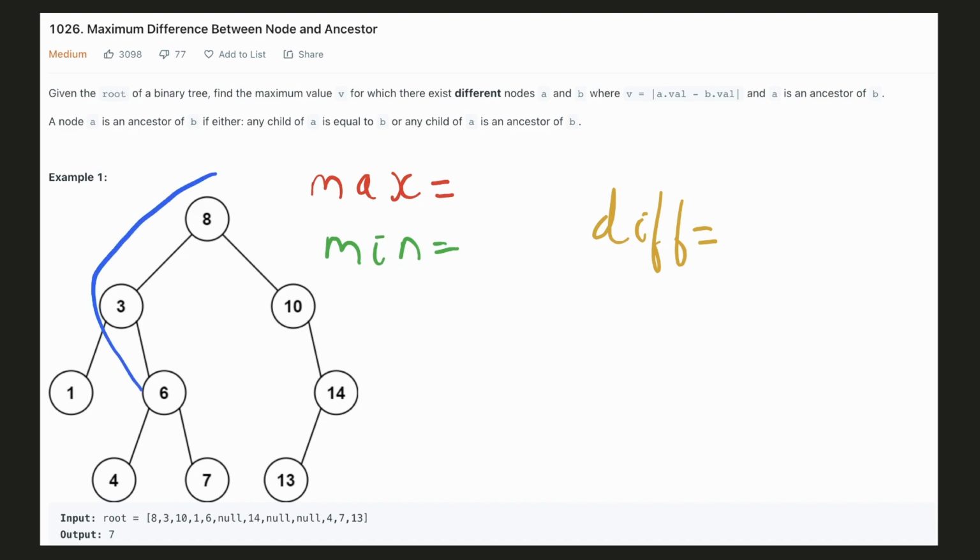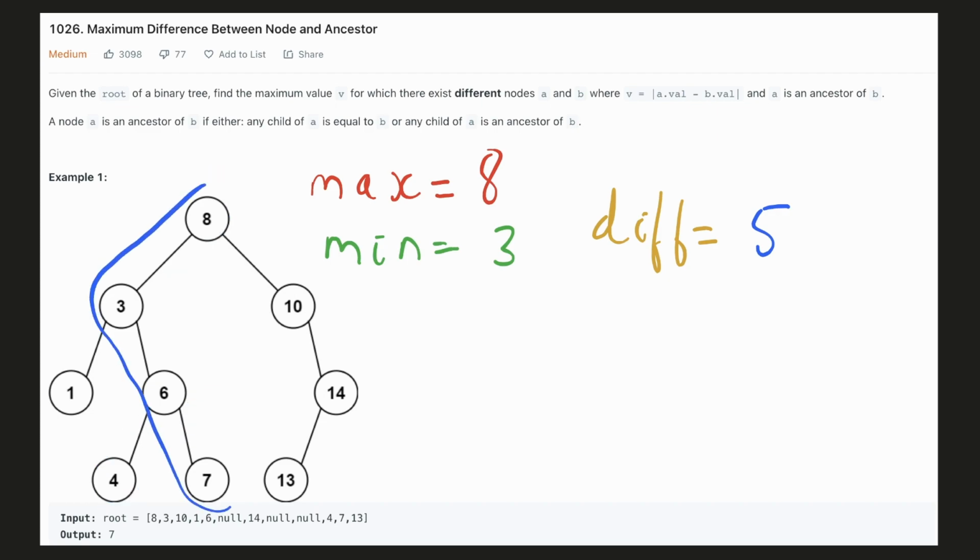If we consider this path, the maximum value in this path is 8 and the minimum is 3. So the maximum possible difference would be 5. We can consider all the nodes in this path because as we are going down the path, the nodes will share the same ancestor. And as we are traversing down the path, we can keep track of the maximum and the minimum found so far in this path.